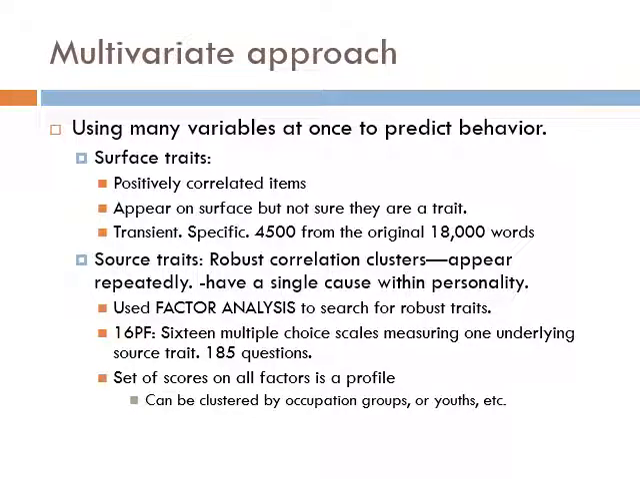Then source traits are robust correlation clusters. They appear repeatedly. They seem to be singly caused within personality. They're really strongly going together. And again, we'll look at factor analysis in more detail upcoming. And this is where he used a statistical approach, factor analysis, to search for these robust traits. And he identified 16 such personality factors, 16 multiple choice scales measuring one underlying source trait. So multiple choice, 185 questions, and then there were 16 factors that were identified through these, and the set of scores on all these factors is a profile. So we'll take a look at a couple of these profiles shortly, as well as the 16 personality factors.